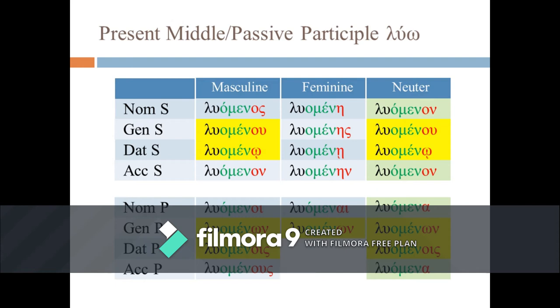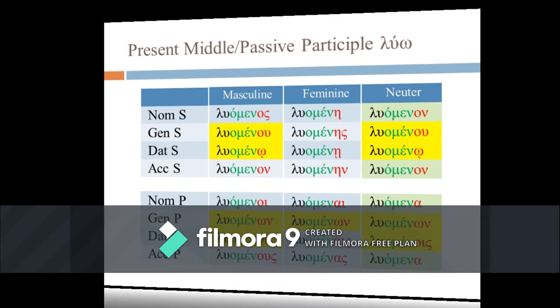So in the present middle passive, there is no way of telling, just like adjectives, because it is an adjective, whether it is masculine, feminine, or neuter. So when you are parsing it, you would say m/f/n. Then we have luomenais and luomenas. This is exactly the same structure as all adjectives, agathe, agathes, like logos, logo, logo, logon.